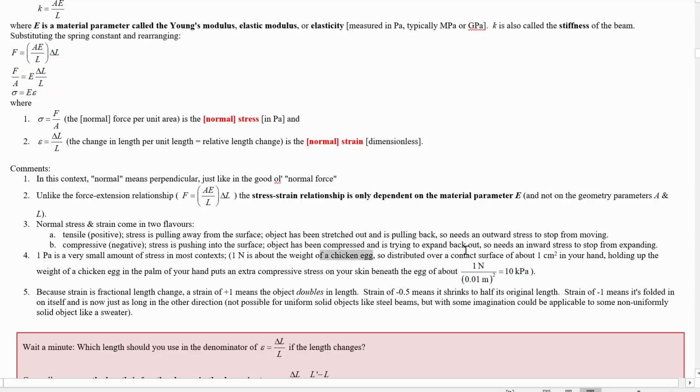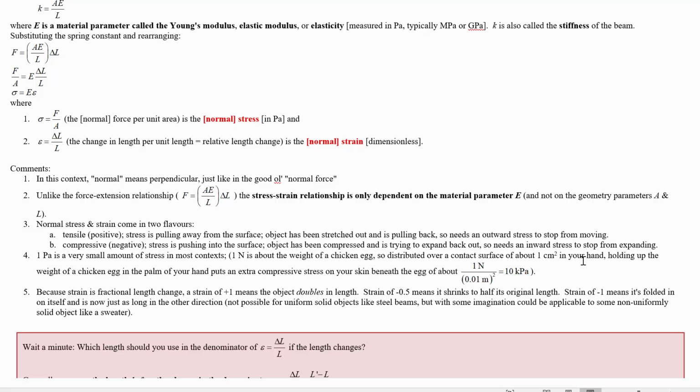So if you distribute that over the contact surface of about 1 square centimeter in your hand, imagine you're holding an egg and the part that's actually touching your skin of that egg with an open palm is about 1 square centimeter. If you've just got a flat palm and you're holding this egg up, that is going to put a compressive stress of 1 Newton of weight of the egg over 1 square centimeter, which is 10 kilopascals. So 10,000 pascals feels like as much pressure as when you have a chicken egg held in your hand.